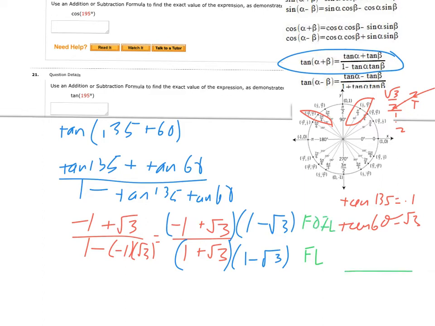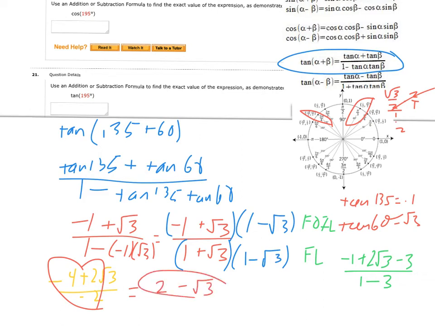So the denominator is just going to be 1 minus 3, and the numerator will be negative 1, plus rad 3, and plus rad 3 will be plus 2 rad 3, and then minus 3. So as we simplify that, which I will do over here, we're going to get negative 4 plus 2 rad 3 over negative 2. And then if we reduce all three of those together, it comes out to 2 minus radical 3. So that's what I would put.